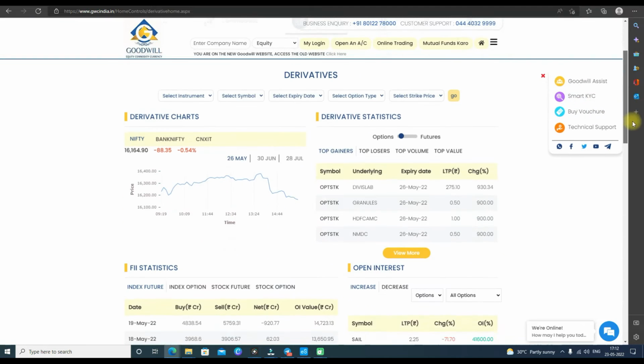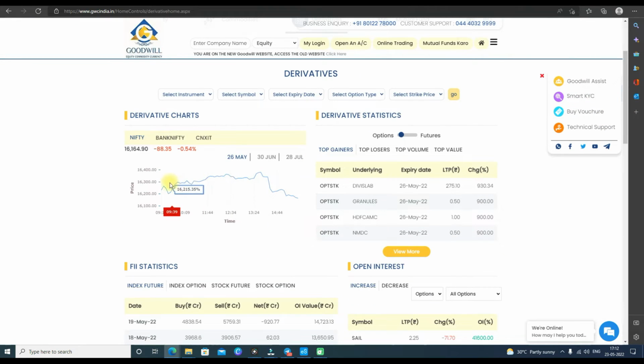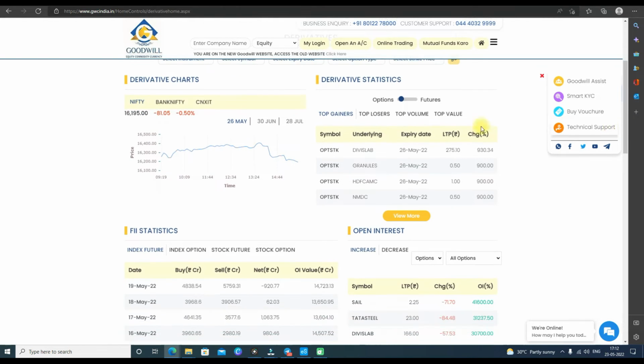After that we have derivatives. In NIFTY derivative we can clearly see that it started at around 16,231 and it closed at about 16,164.9, dated 26th May. After that, from here we can see the top gainers in the derivative market and top losers, and top in terms of the volume and value.